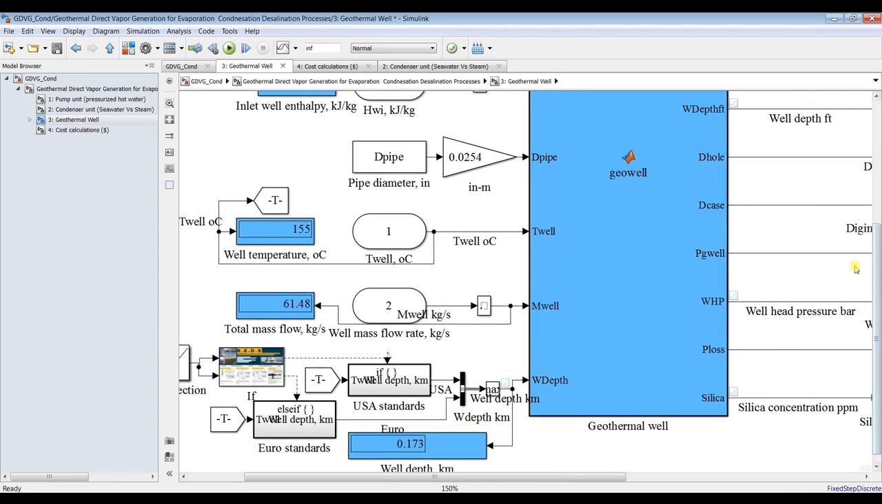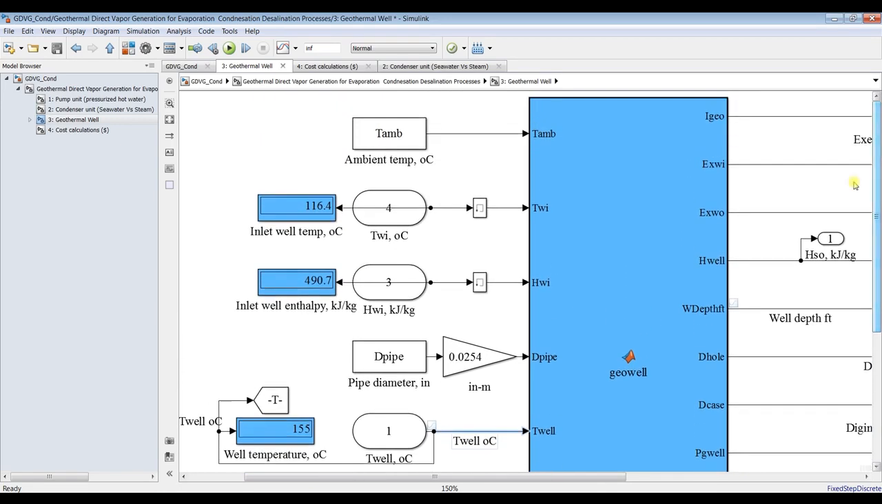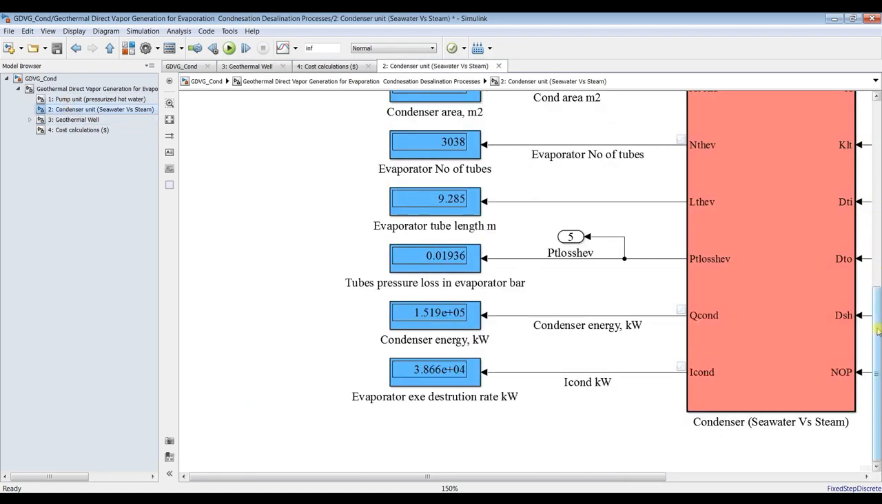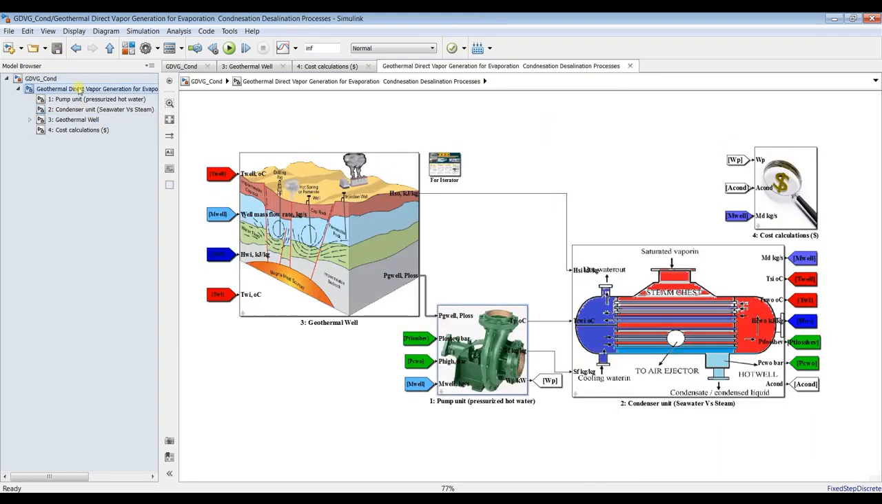Well temperature, it's okay. Yes, inlet well temperature is just coming from the pump, from the condenser after cooling. We can go here and assign outlet cooling temperature. It's okay, it's already assigned. Let's hit run again, try decreasing and see what is going on.